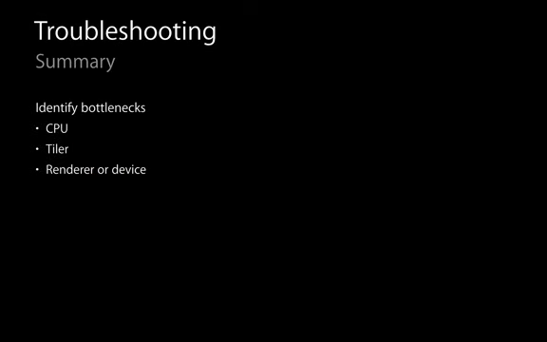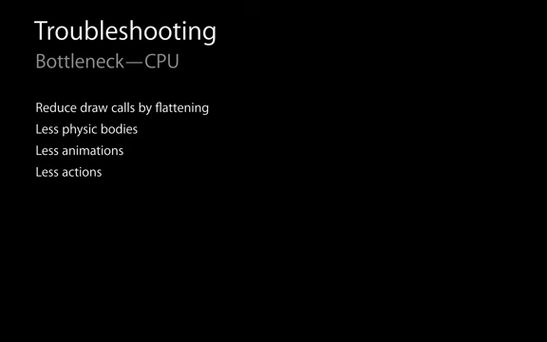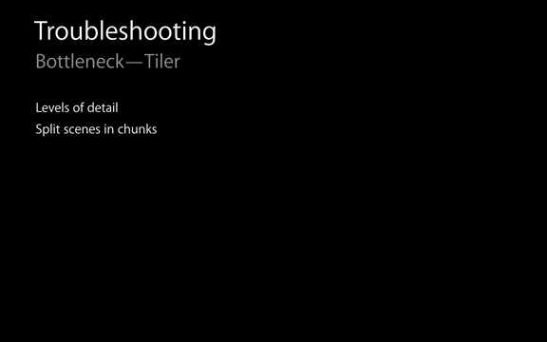So to sum up all this, when your game is running slow, you first need to understand if you are limited by the CPU or GPU, and if it's the GPU, you have to check the tiler or the renderer and device. If you're limited by the CPU, you can try to reduce the number of draw calls by flattening your scenes. And also, if your time is spent in physics or animations, you can try to reduce that. If you are limited by the tiler, you can try to play with level of details to reduce the number of polygons, and you can also try to split your scene in smaller chunks to leverage the culling.